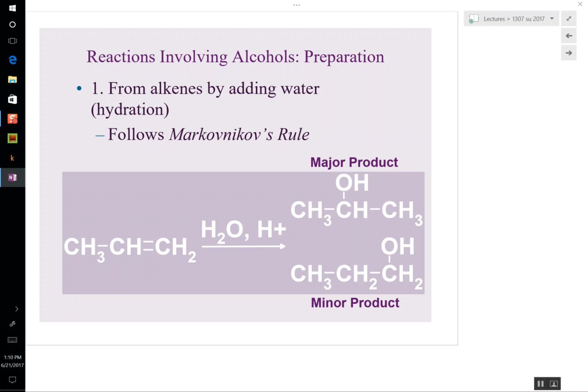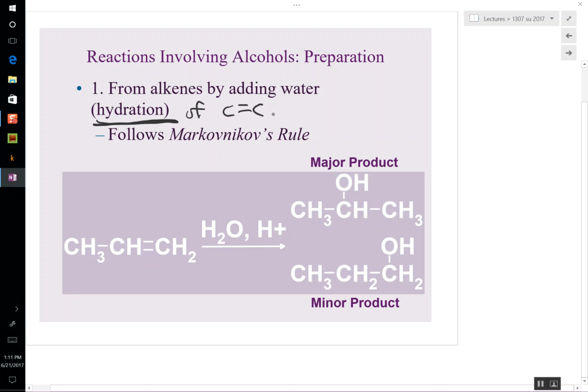Okay, so maybe we will go in this order. I don't know. I'll have to see how we go here. You're familiar with this already. This is the hydration of an alkene. From alkenes, by adding water, we're talking hydration. Hydration of an alkene, carbon-carbon double bond. You can produce an alcohol. You should be pretty familiar with this. We got it in chapter 11 as a reaction of alkenes. One of the 4 addition reactions of alkenes is the addition of water.